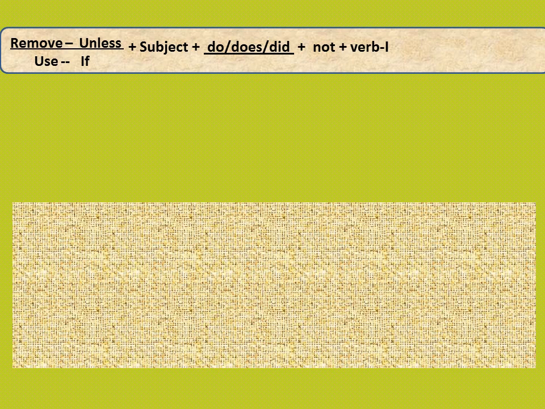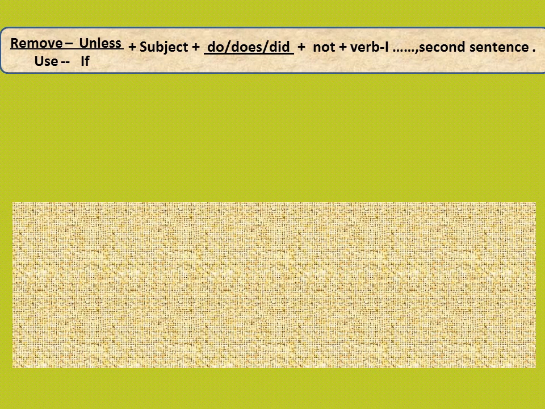Suppose there is no helping verb in the first sentence of unless. So how do we use if not? There is one formula. With the help of this formula, we write the correct answer. Remove the unless, and at that place write if. Then write the subject. Then take the help of do, does, did. Then write not and complete. Write the first form of verb. Complete the first sentence. Write the second sentence as it is. With the help of do, does, did, we write the answer.